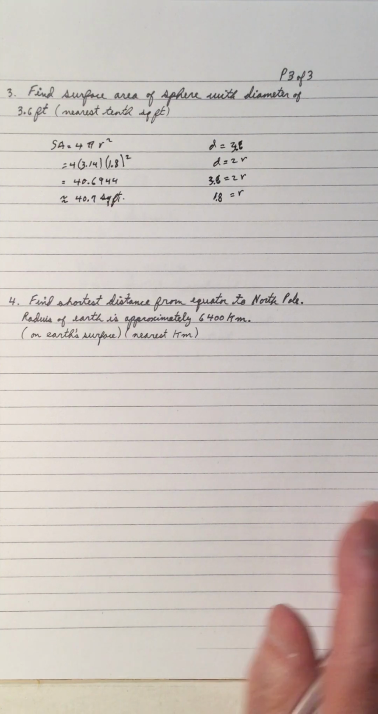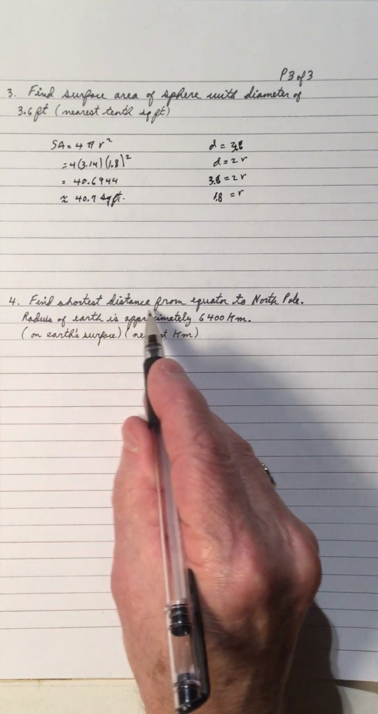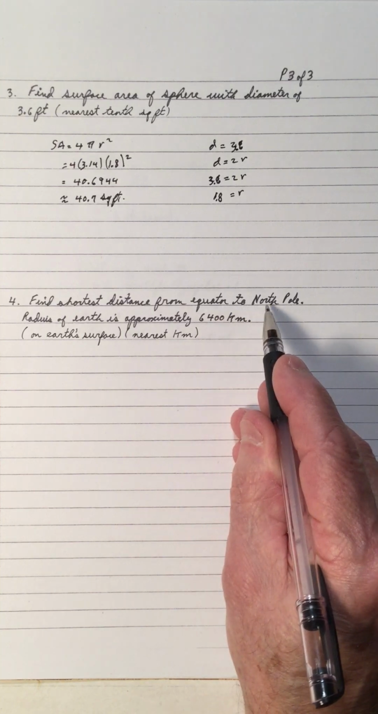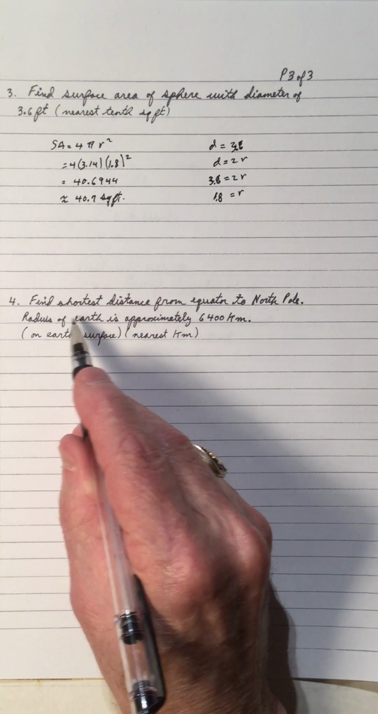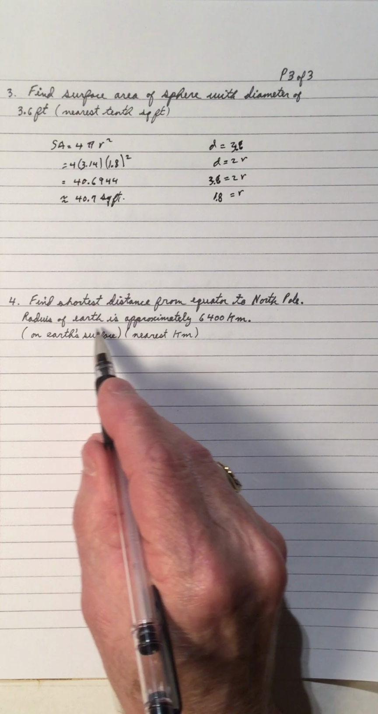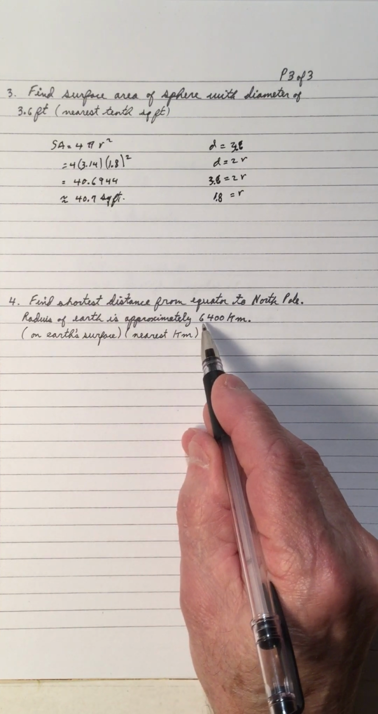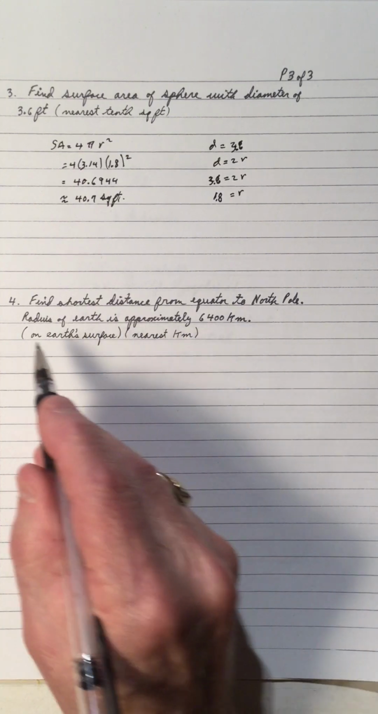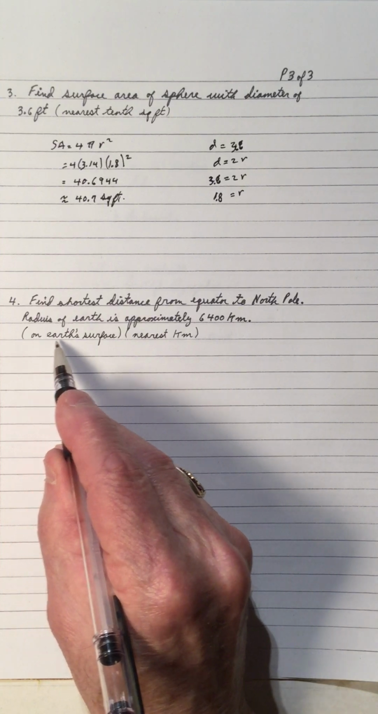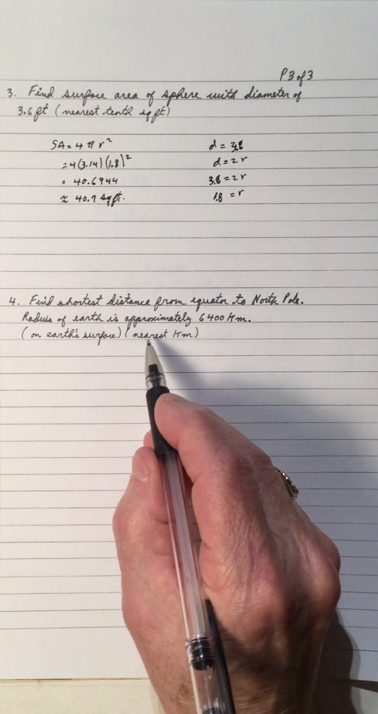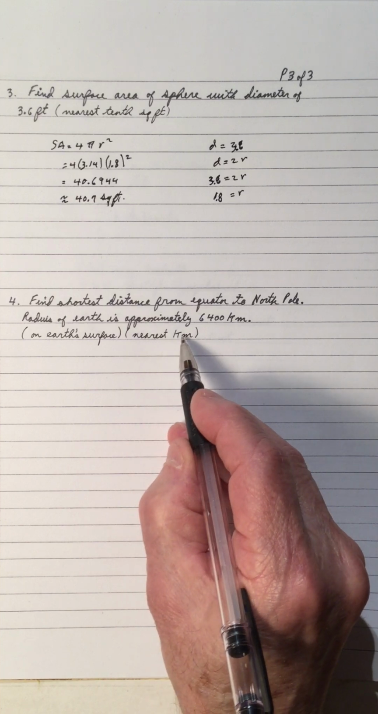Okay, one more. Number 4. Find the shortest distance from the equator to the North Pole. This is on the Earth. The radius of the Earth is approximately 6,400 kilometers. And we want to find the shortest distance on the Earth's surface, and we also want to make that shortest distance to the nearest kilometer.